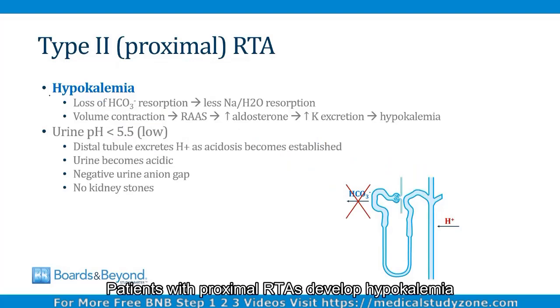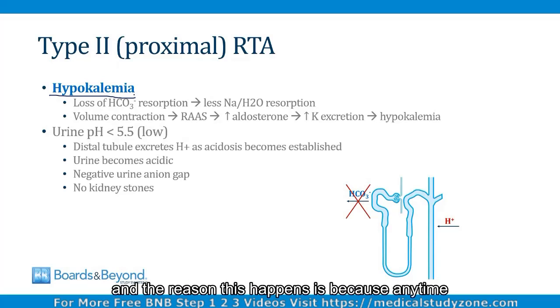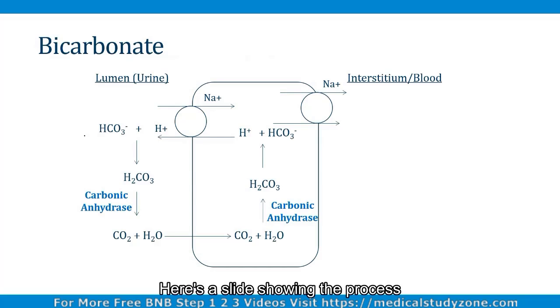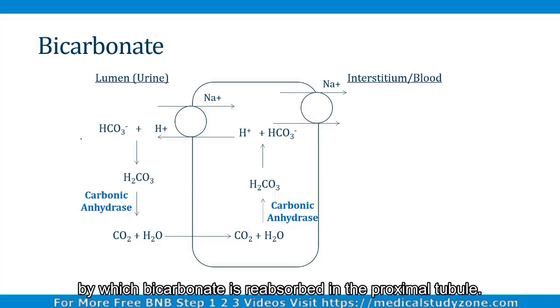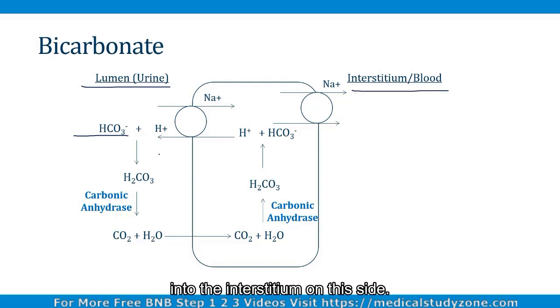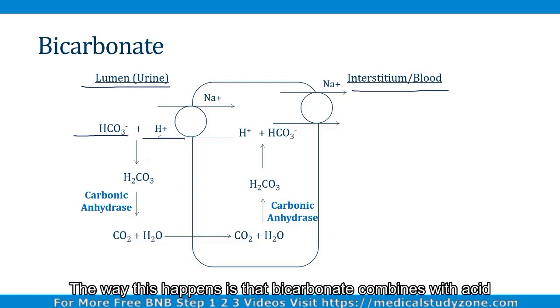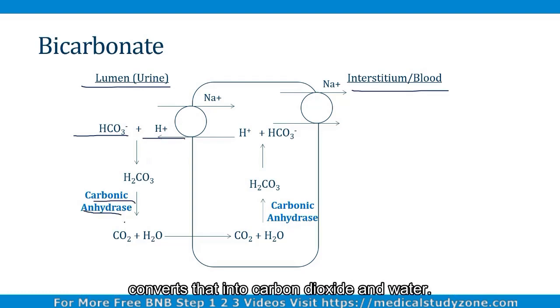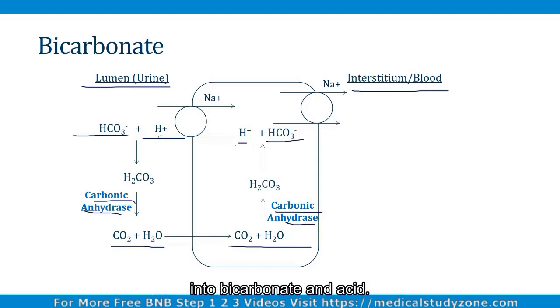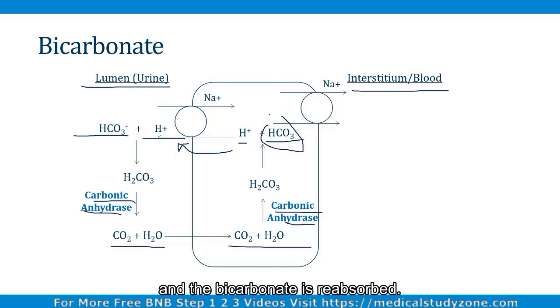Patients with proximal RTAs develop hypokalemia, and the reason this happens is because anytime you don't reabsorb bicarbonate normally in the proximal tubule, you will also reabsorb less sodium and water. Here's a slide showing the process by which bicarbonate is reabsorbed in the proximal tubule. So filtered bicarbonate enters the lumen of the nephron here, and it needs to be reabsorbed into the interstitium on this side. The way this happens is that bicarbonate combines with acid, and the enzyme carbonic anhydrase converts that into carbon dioxide and water. Carbon dioxide and water diffuse into cells, and then carbonic anhydrase converts that back into bicarbonate and acid. The acid goes out so it can be used again, and the bicarbonate is reabsorbed.